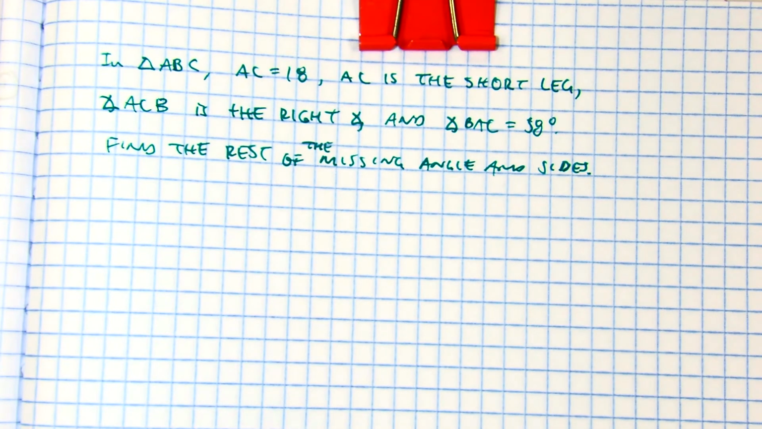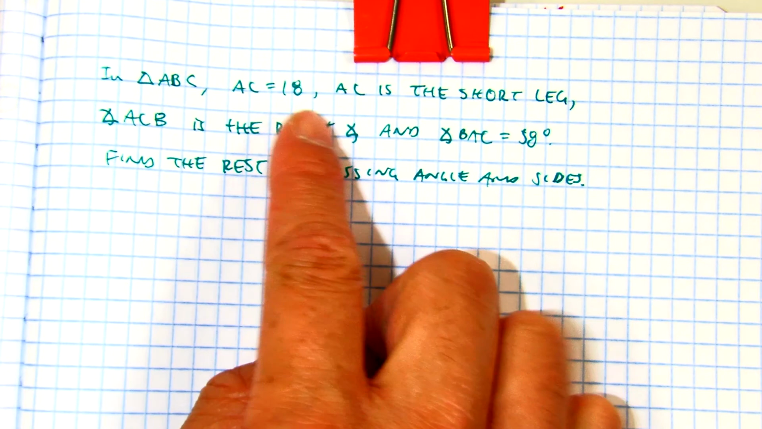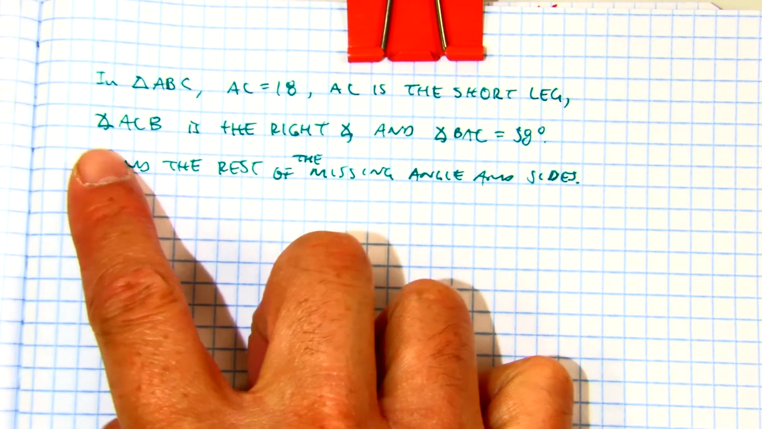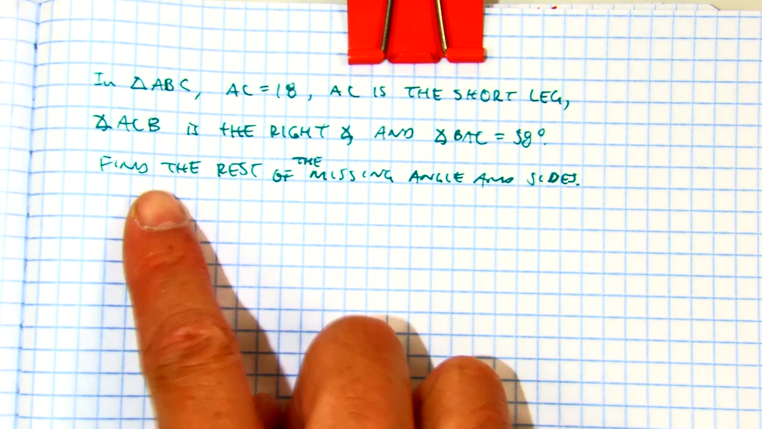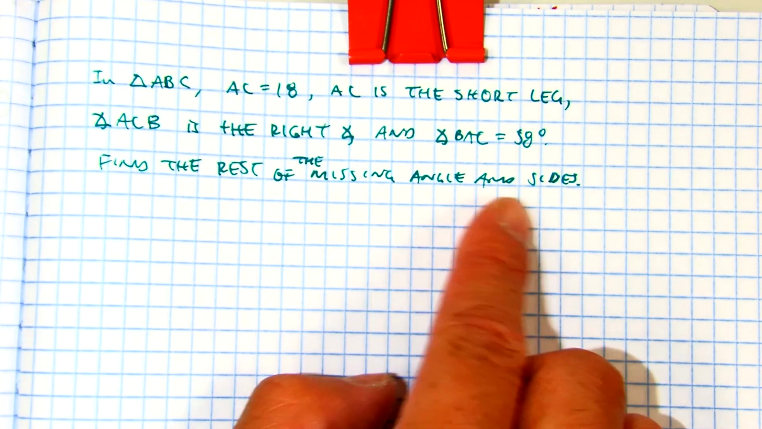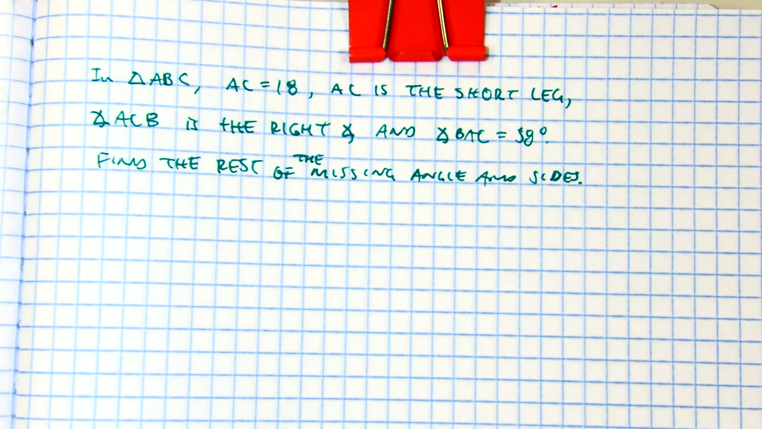In triangle ABC, AC is 18, AC is the short leg, and angle ACB is the right angle, and angle BAC is 58 degrees. Find the rest of the missing angle and sides. Let's draw that together.